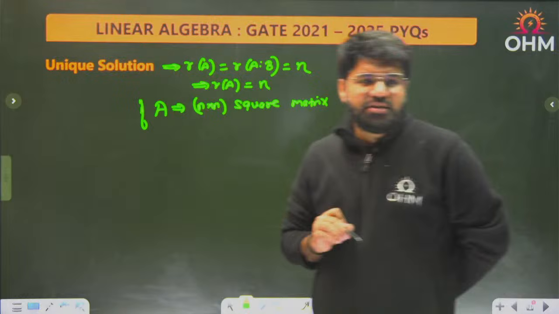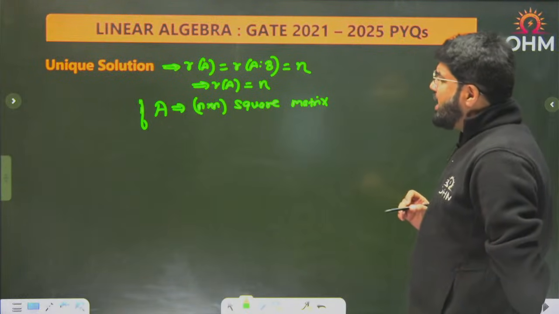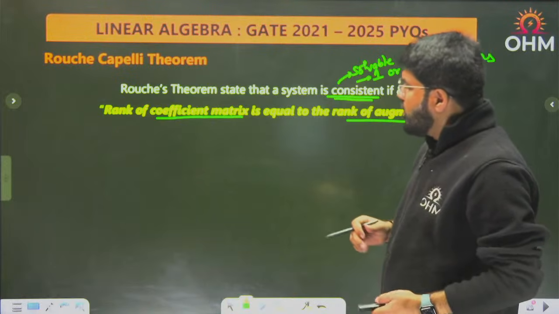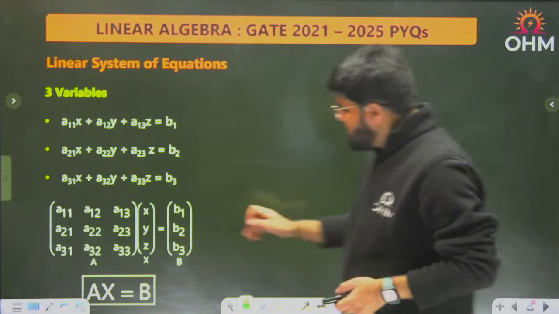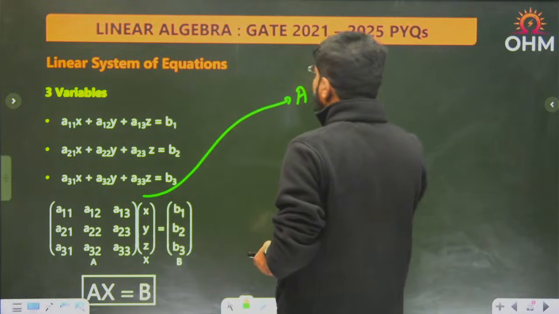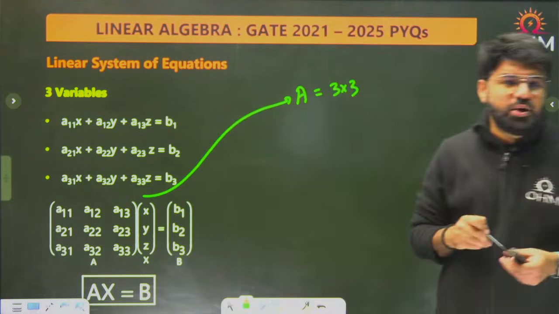Many of you say the answer is infinite solution. See, I am telling you A is a square matrix. See here, what is the matrix A here? A here is a 3 cross 3 matrix, when I took 3 variables and 3 equations.